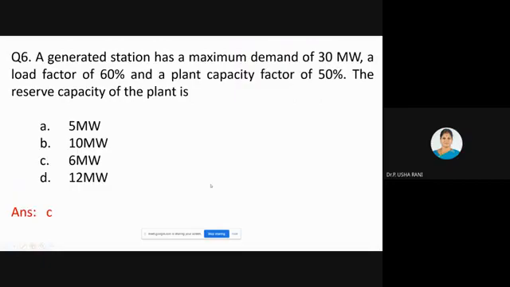Next question. A generating station has a maximum demand of 30 megawatt, load factor of 60% and a plant capacity factor of 50%. The reserve capacity of the plant is how much? They are given 4 options. In the 4 options, option C, 6 megawatt is the correct answer. How to prove option C as the correct value?